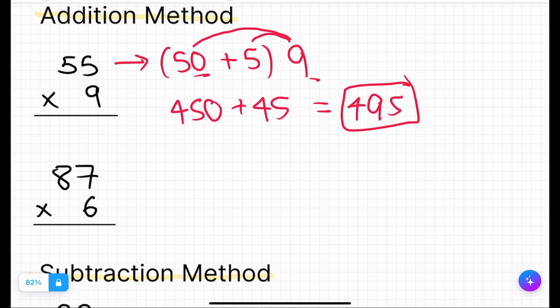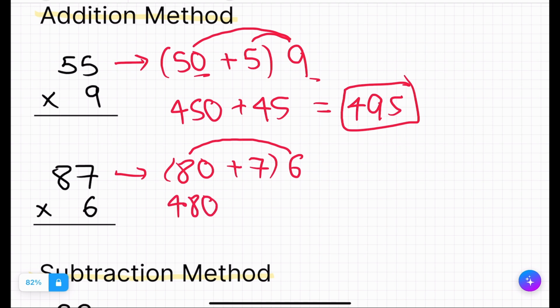Again, we're going to use the addition method. We can break 87 into 80 plus 7, and then distribute the 6. So first, we're going to multiply 6 times 80. Well, 6 times 8 is 48, and we have a 0, so that's equal to 480. And 6 times 7 is 42. So now we just add. All right, 480 plus 42 will be 522. And that's our final answer.